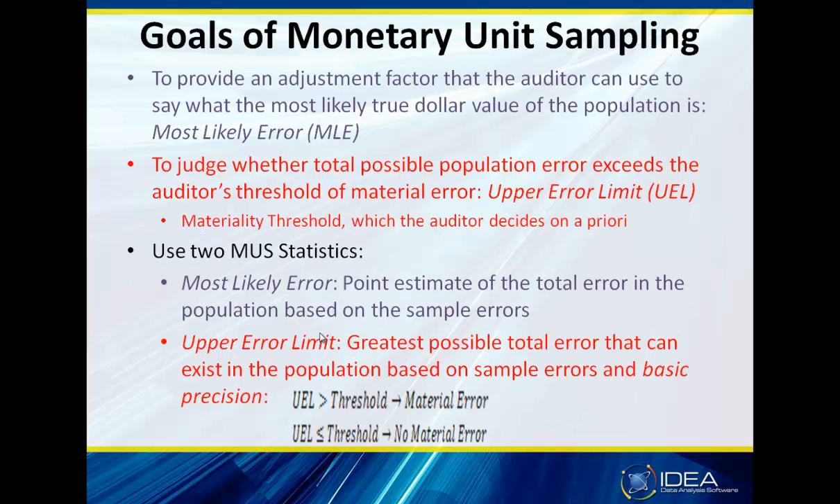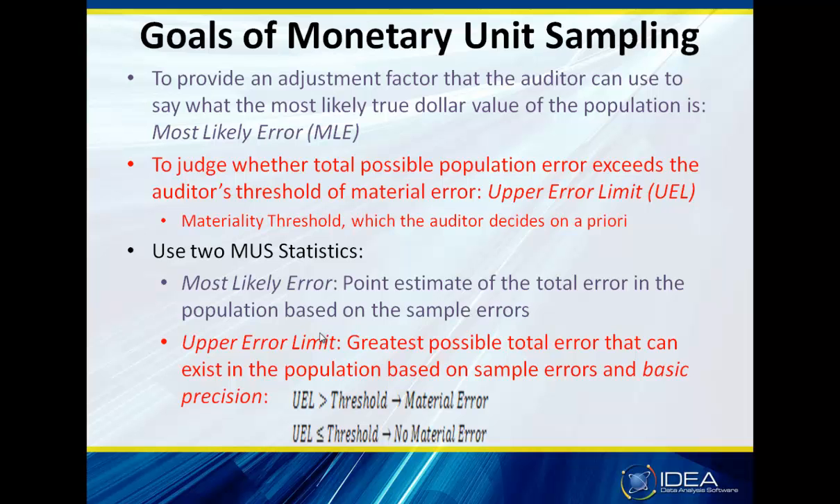So what are the goals of monetary unit sampling? Let's say that's what you decided to go with, and that was the most appropriate one for your study. Our goals here are twofold. One, to provide an adjustment factor that the auditor can use to say what the most likely true dollar value of the population is. We call this the most likely error. We also want to be able to judge whether the total population error exceeds the auditor's threshold of material error, and we call this the upper error limit. This threshold of material error we'll call the materiality threshold, which you, the auditor, must decide on a priori.